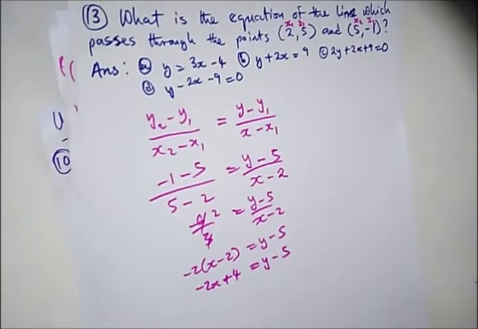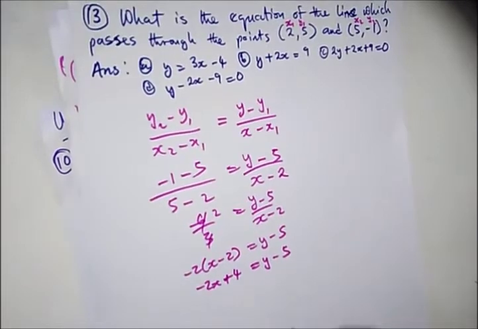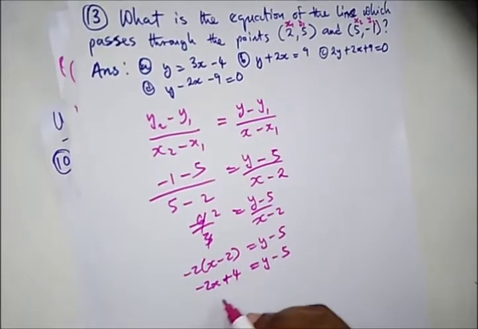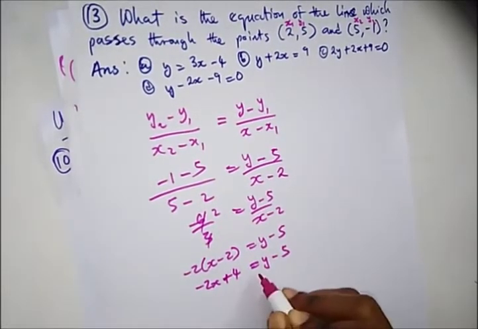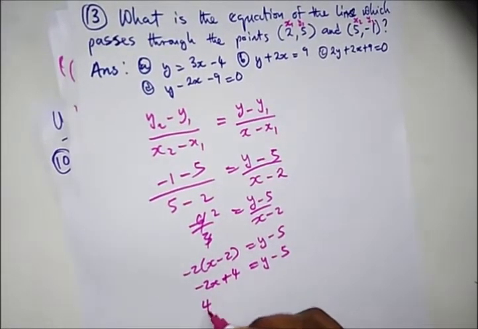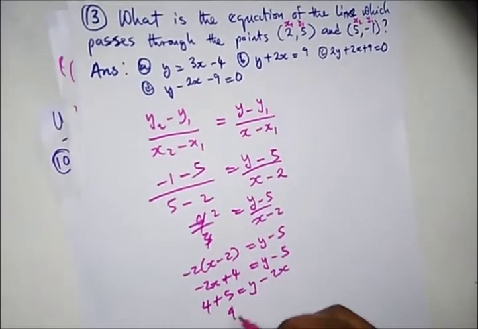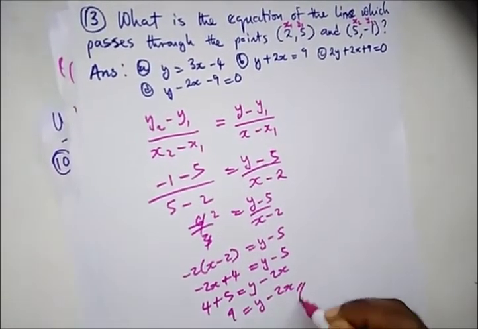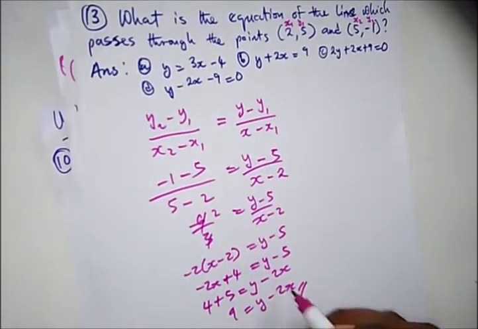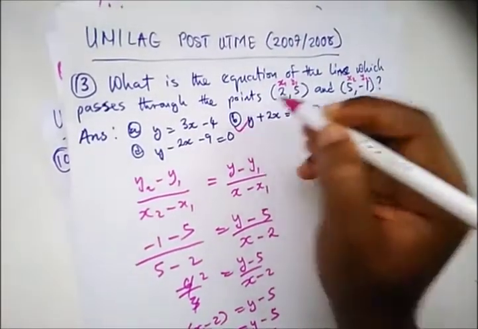Let's try to rearrange this. So we have, what do we have here? Let's take this to this, bring this here. So we have 4 plus 5 equal to y minus 2x, which is 9 equal to y minus 2x. And our correct option here is, when this comes here, it's a plus. Our correct option here is option B.